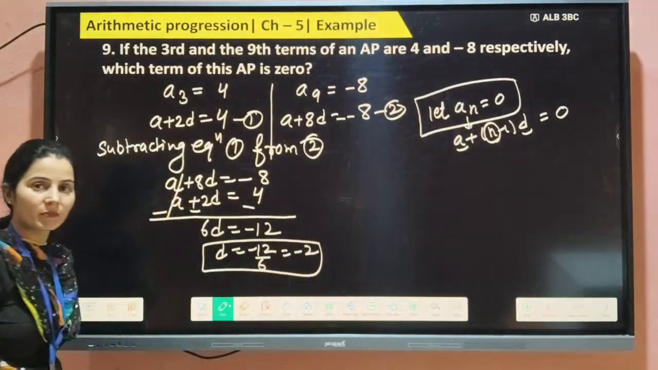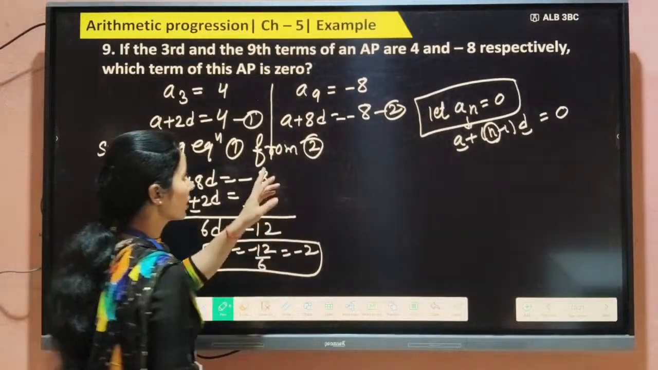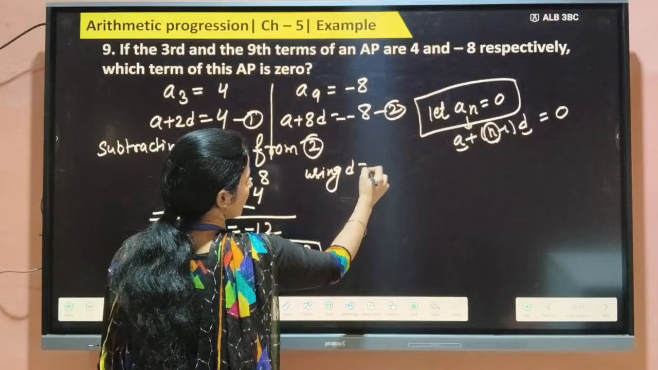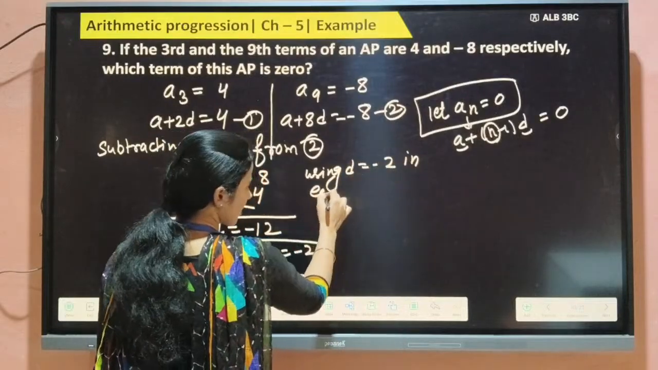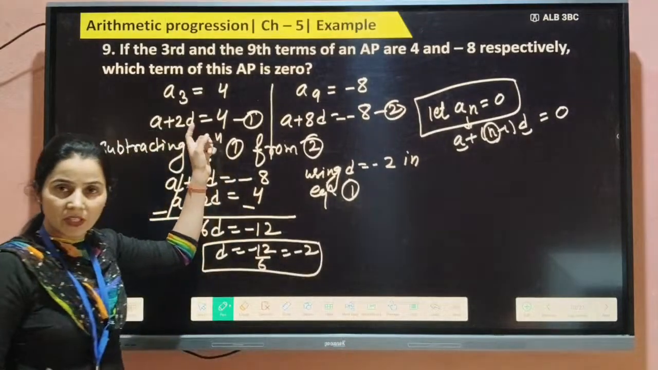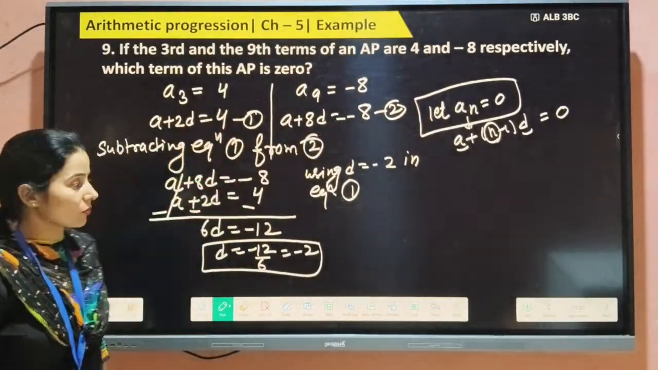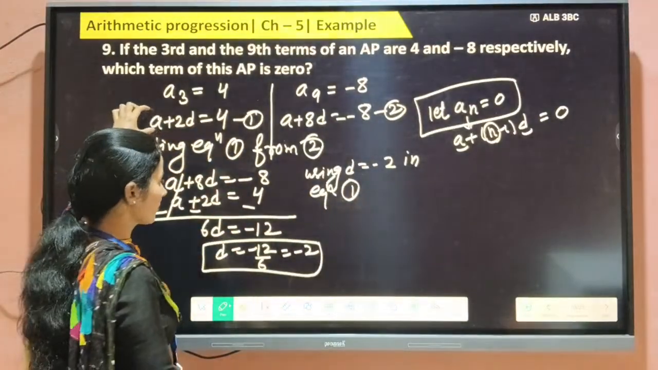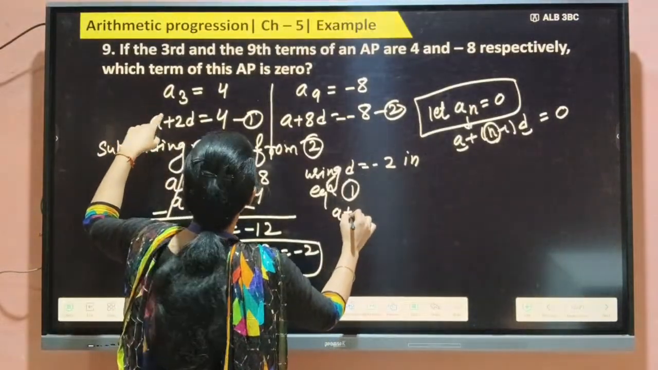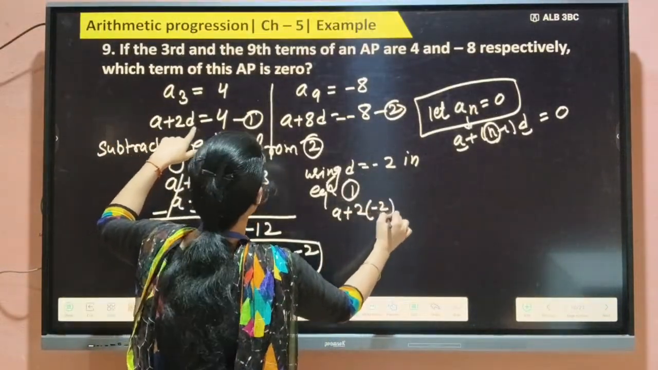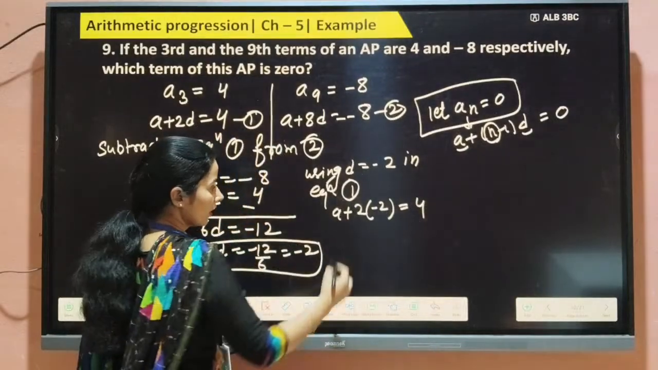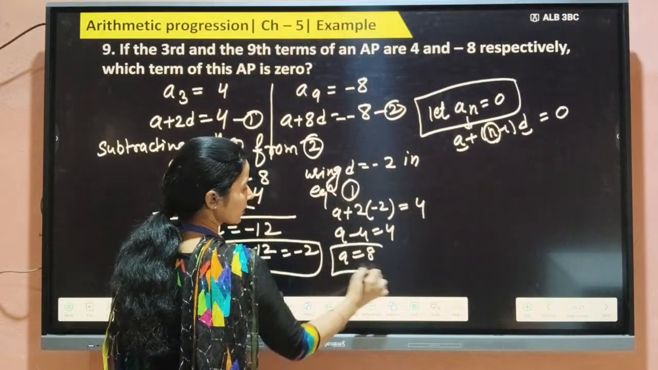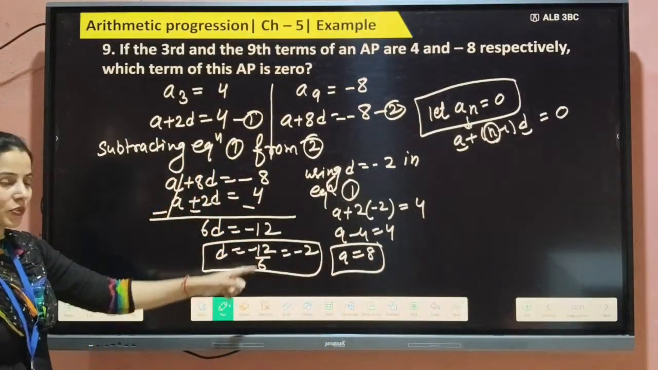What is value of d? Minus 2. Now we can find out value of a also using d equals to minus 2 in equation number 1. In equation number 1 you can use, in equation number 2 also you can use. So d equals to minus 2 I'm going to use in equation number 1. A plus 2 into minus 2 equals to 4. So a minus 4 equals to 4, a equals to 8. A is 8 and d is minus 2.